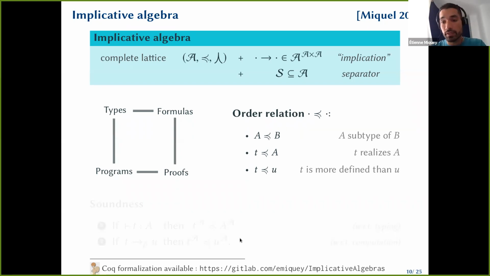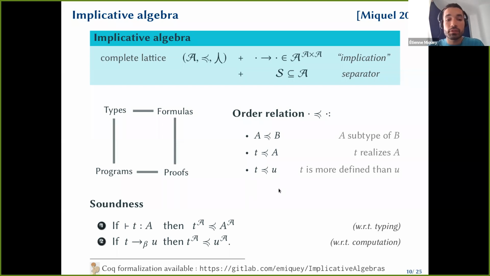If you have two formulas, it means that A is lower than B if it's a subtype. But if you take a term t and you have the information that it's lower than a formula A, it means that it's realizing the formula A. So somehow it tells you that the term contains more information than the formula itself. And if you consider two terms, it just means that one is more defined than the other one.